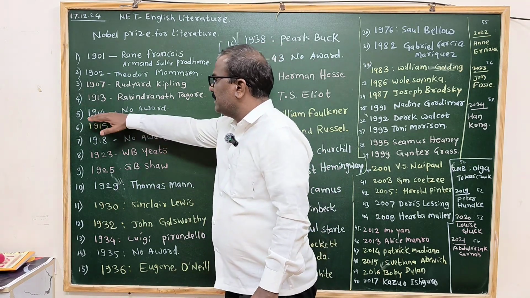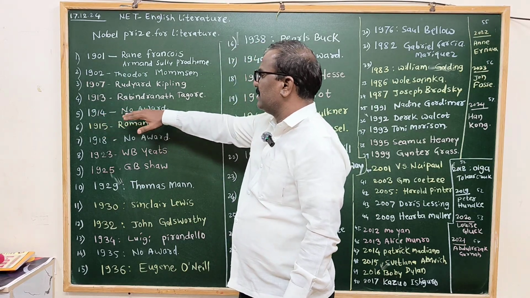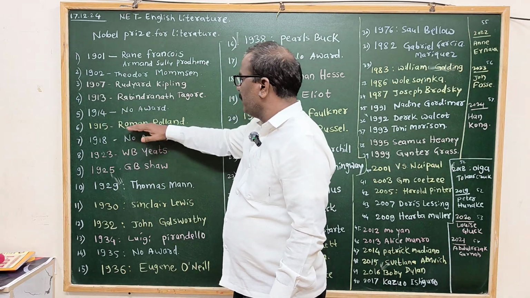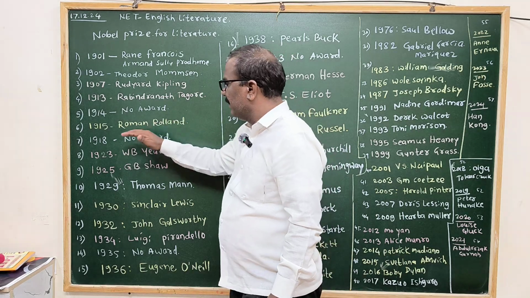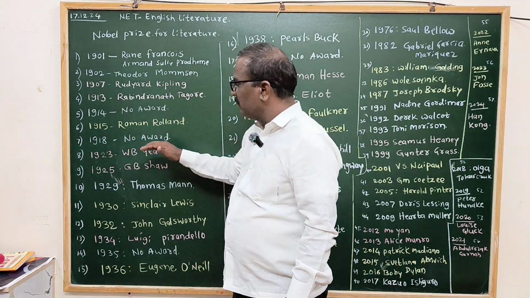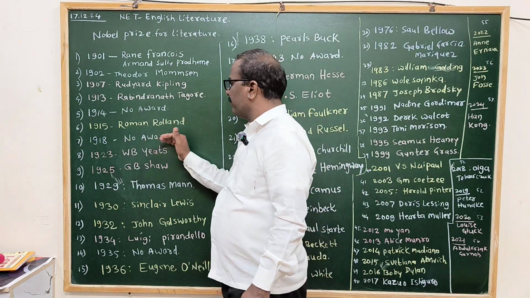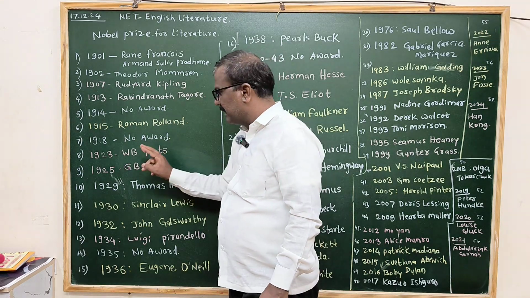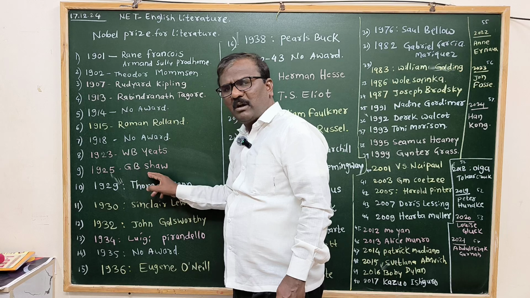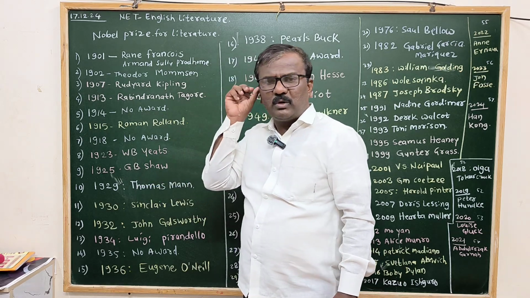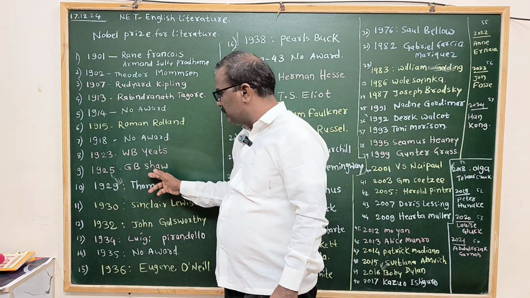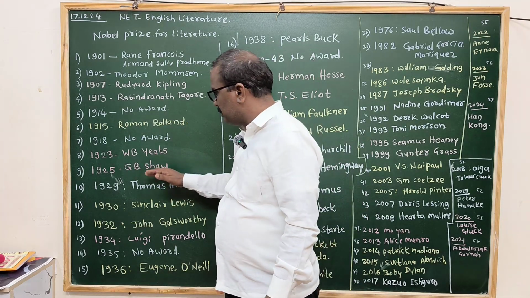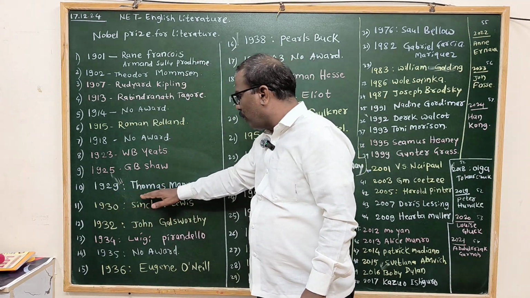1913. 1914, First World War was started, so no award was given. In 1915, Romain Rolland. Then 1918, the First World War was completed, but the Nobel award was not given. In 1923, W.B. Yeats received the Nobel Prize. In 1925, G.B. Shaw, George Bernard Shaw, who wrote Pygmalion. G.B. Shaw wrote more than 60 plays. Then 1929, Thomas Mann.